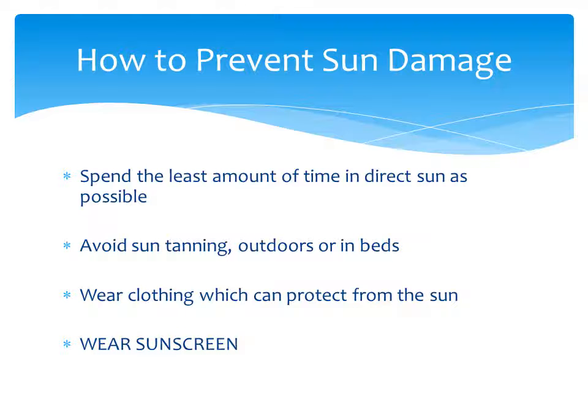So how to prevent sun damage? The easiest way to prevent sun damage is by spending the least amount of time in direct sun as possible. So obviously we're not going to stay home indoors for the rest of our lives, but knowing when the sun is the most intense where you live, or the hours of the day where the sun is out the most, or when you want to avoid being out in direct sunlight, if you have things you need to do outside, trying to schedule them in the morning or the evening when the sun isn't as intense would be ideal.